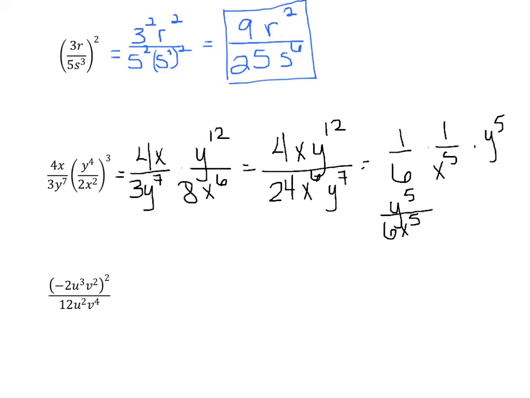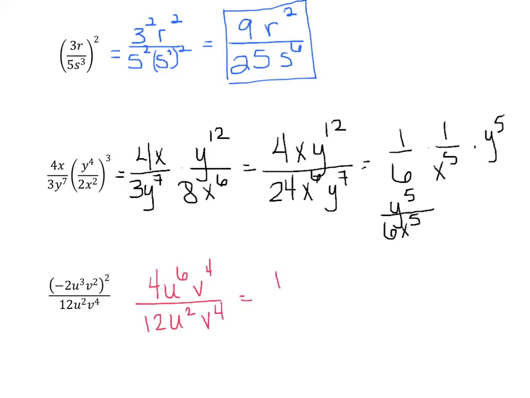Last one. -2 squared would be 4. U cubed squared would be u to the 6th. V squared squared would be v to the 4th over 12 u squared v to the 4th.